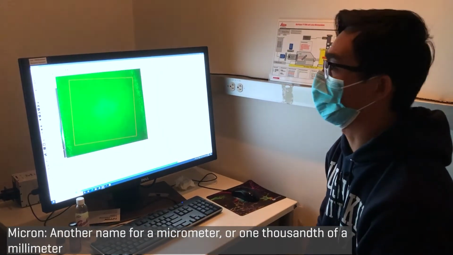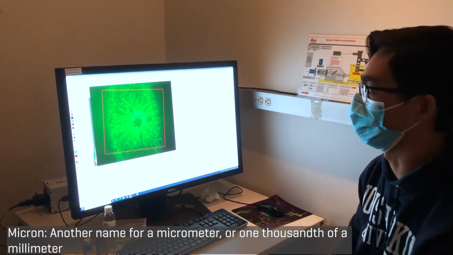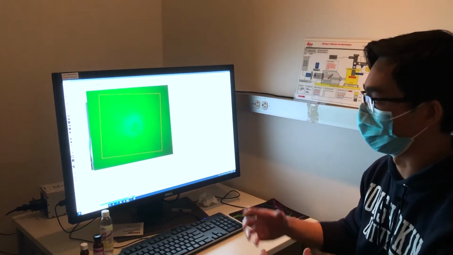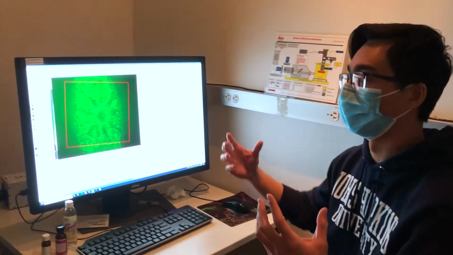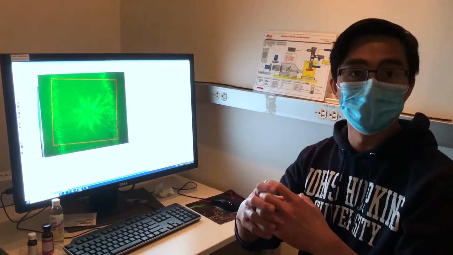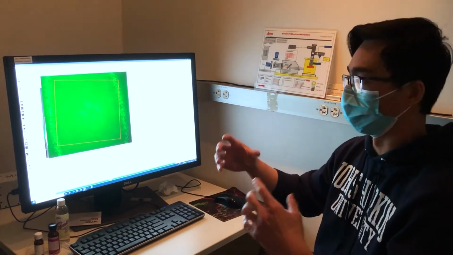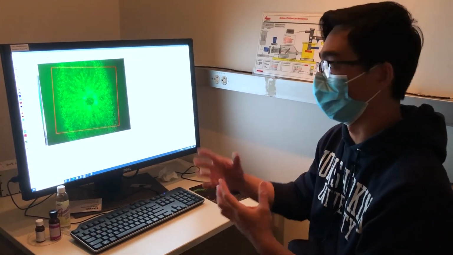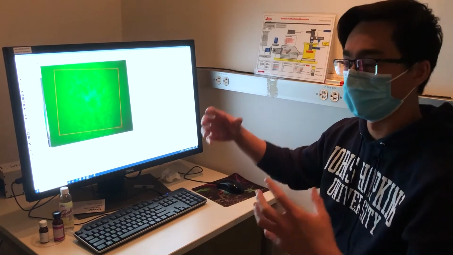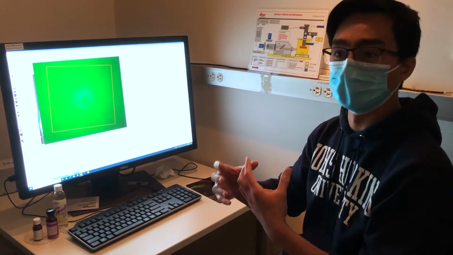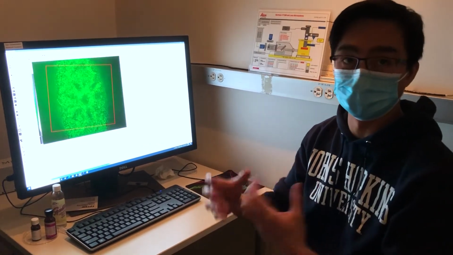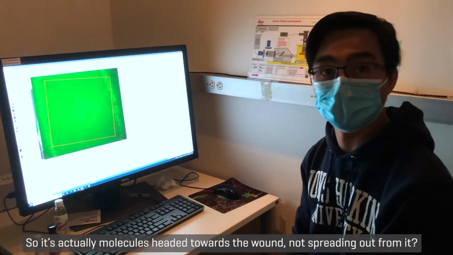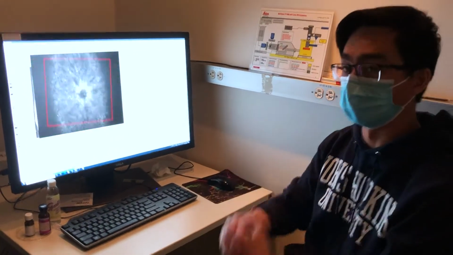So the rays are kind of a cortical flow. Like you have the embryos trying to bring actin towards the center of the wound, or not just actin, but a lot of other proteins. So that's what we think we're seeing here with the rays. It's just the embryo trying to bring all the proteins that it needs to the wound to fully heal. So it's actually molecules headed towards the wound, not spreading out from it. Yeah, it's going inward. Yeah.